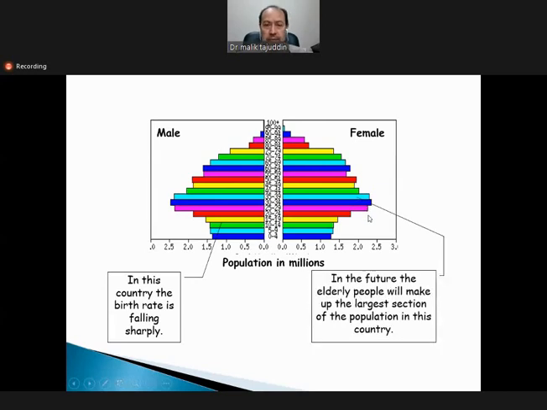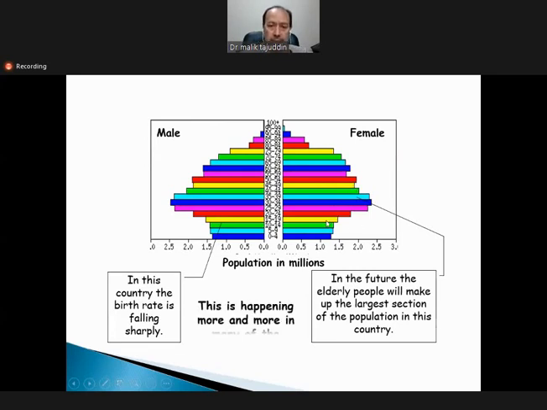So that is why the population of this age group is smaller, and the population of this age group, which is fertile, number one, and earning, number two, is larger. So in the future, elderly people will make up the largest section of the population in this country, because these people after 25 years will be here. So they will be the largest proportion of the population, and the 15 to 45 and less than 15 groups will be smaller.